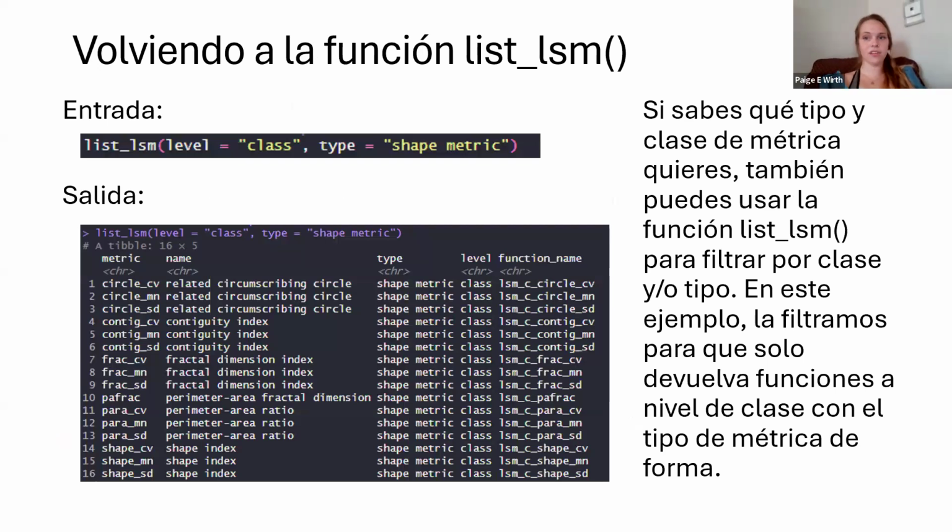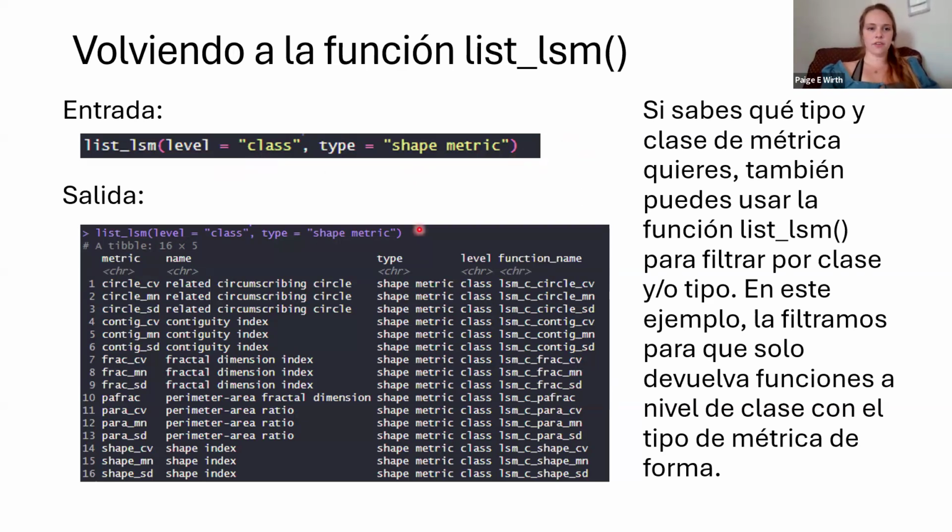So now that we've gone over all of our levels and types, we can get back into the actual coding. So let's go back to this list LSM function and find more relevant landscape metrics. If you know generally what type and class of metric that you want, you can also use this function to filter by those things. And in this example, we filtered it by level, so it will only return options that calculate metrics to the class level. And we also filtered it by type, so it will only return shape metrics. You're also able to filter by metric or by name, but there are less use cases for that. So these are the important ones.